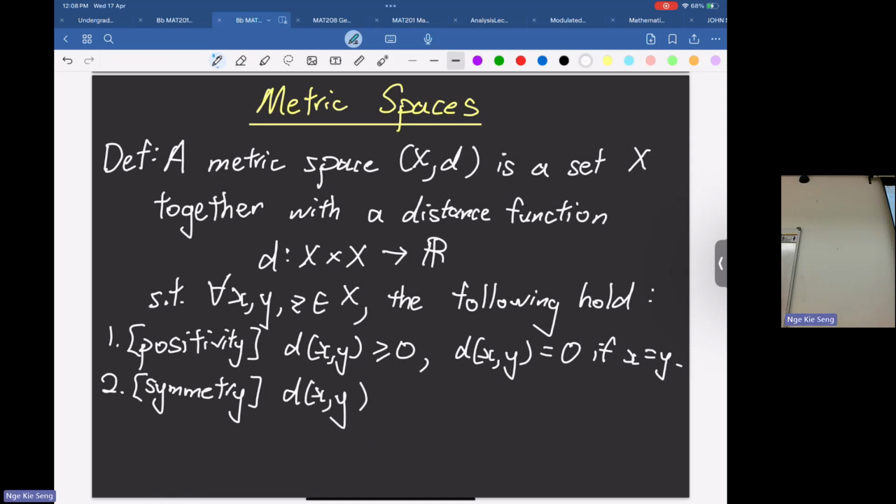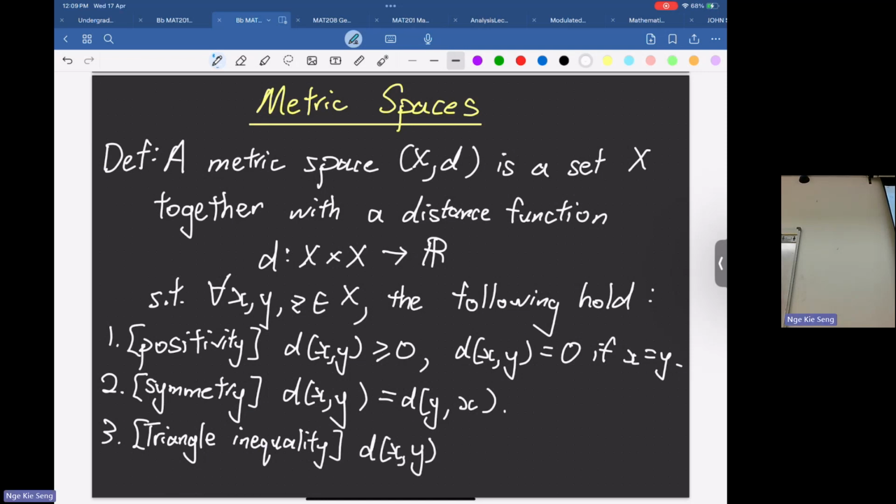Yeah. But in metric space, we have d(x,y) equals d(y,x). And lastly, the most important property is the triangle inequality. In a lot of proofs, we'll be using this property. So d(x,y) is less than or equal to d(x,z) plus d(z,y). Triangle inequality.